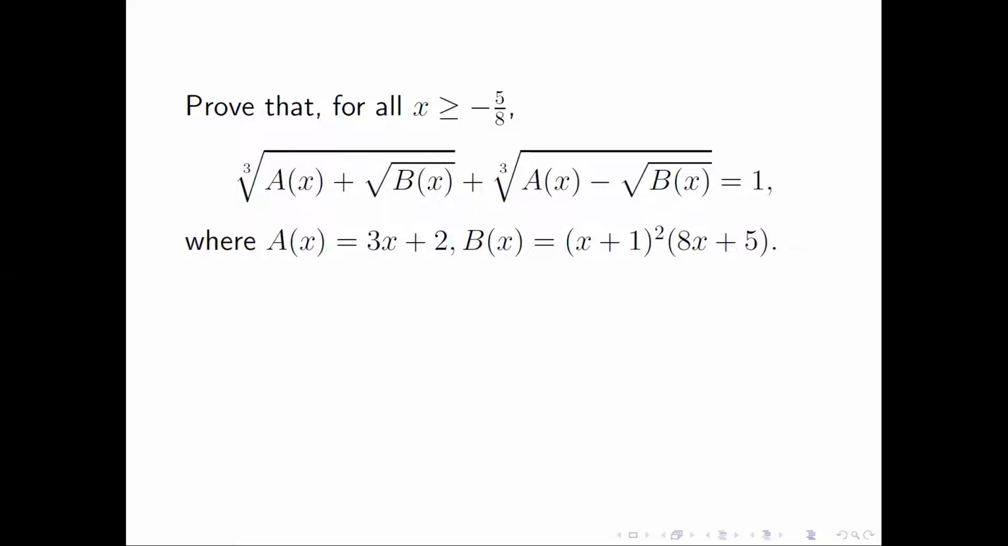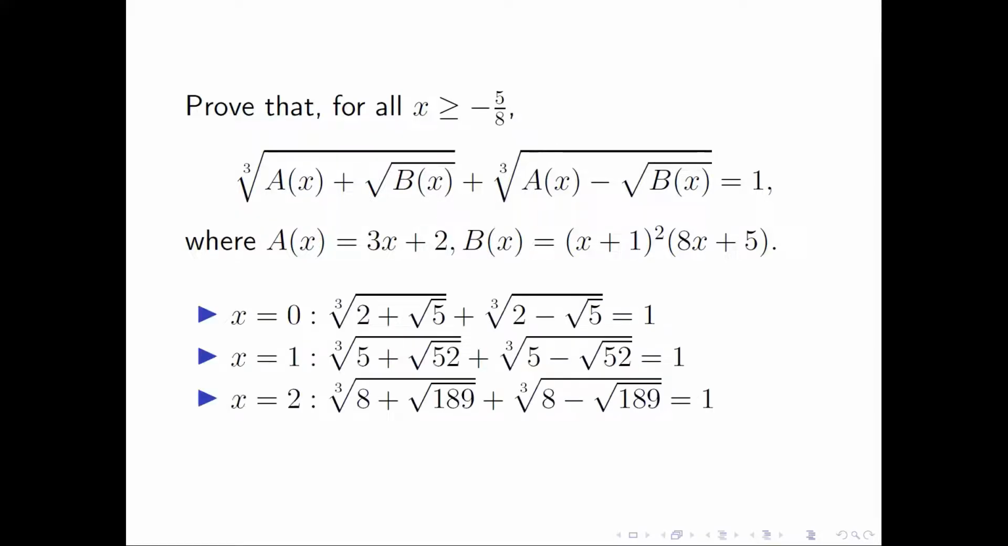Our first impression is that the equality is just an equation with only finitely many solutions. However, it is indeed an identity. It is true for almost all real numbers in the domain. Let's look at some examples. We plug in x equals 0, 1, 2. We got 3 equalities. They are all true identities.